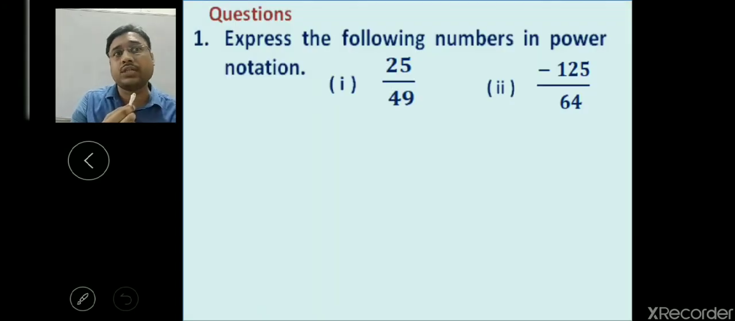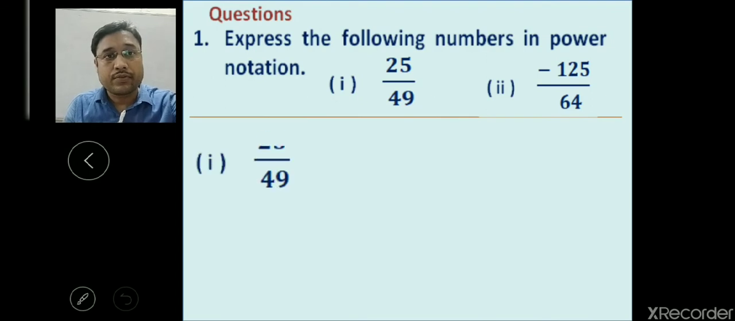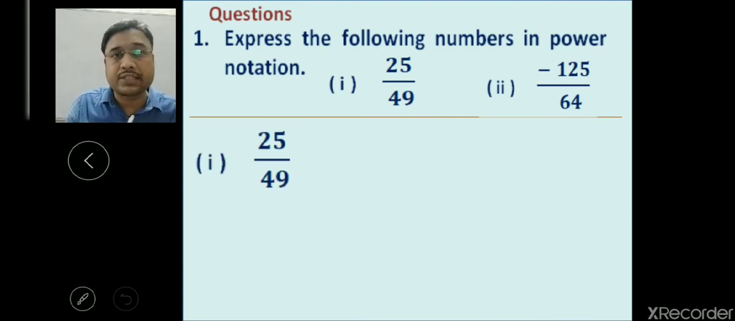Now this question we have to solve: express the following numbers in power notation. That means in exponential notation. So the first number is 25 by 49. The second is minus 125 by 64.